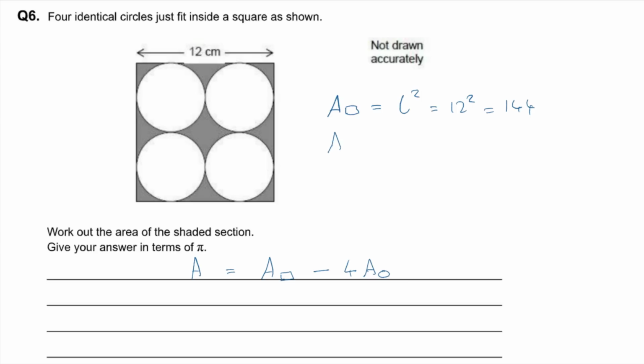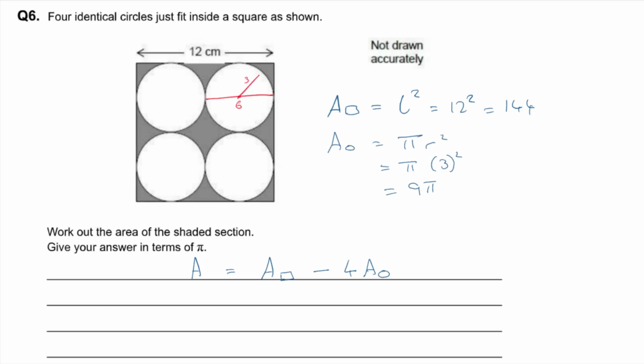And then the area of the circle, that's just going to be pi r squared, isn't it? So what's r here? So you can see it's 12 centimeters all the way across, so that's the same as 2 circles. So that means one circle, it must be half of that, it must be 6. And the radius is going to be half of that, it's going to be 3, isn't it? So the area of one circle is going to be pi times 3 squared. 3 squared is 9, that's going to be 9 pi.